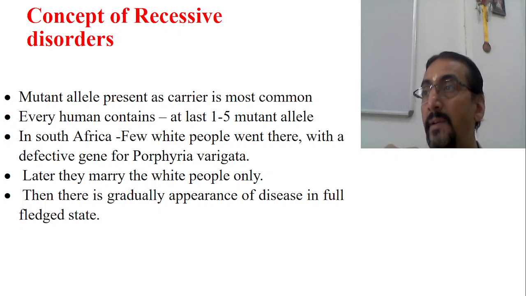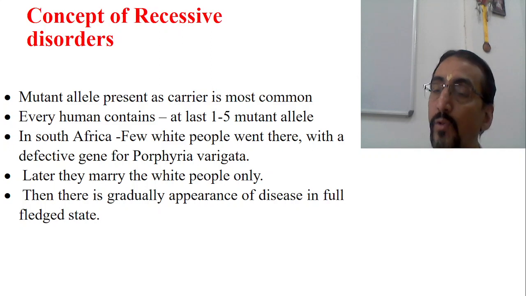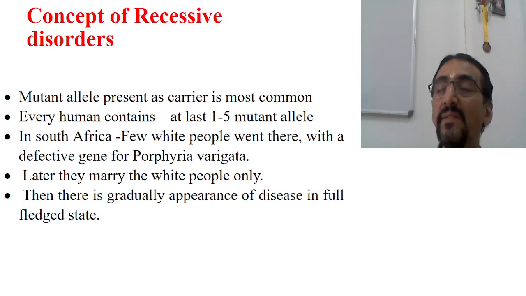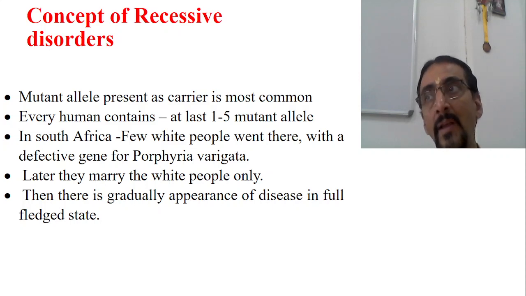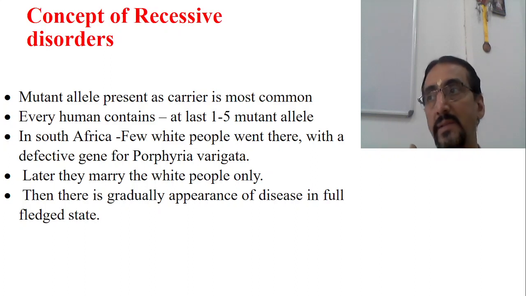Okay, so now what happens? When interfamilial marriages happen, maybe distant, after 3 or 4 or 5 generations, both these carrier genes come together, and in the given allele both the genes are recessive and both the genes are mutant. If both the genes are mutant, then there is development of the disease in case of a recessive disorder. This is what exactly happens in Porphyria variegata. So this is one example of how recessive disorders were initially identified.